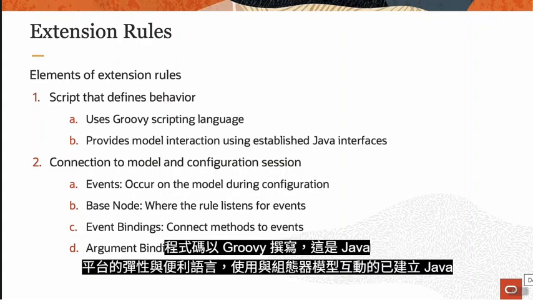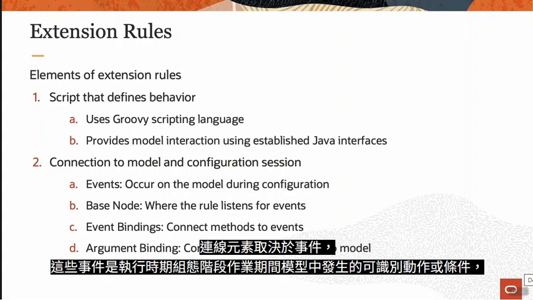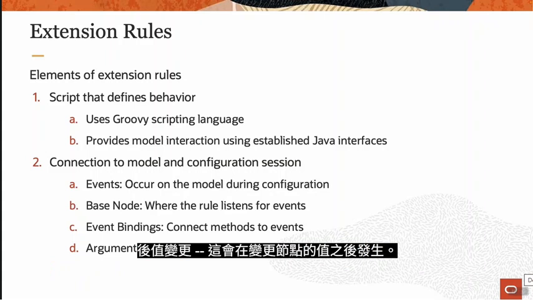Here are a few examples of events. Post-value change. This occurs after the value of a node is changed. Or post-configuration initiation, initializing a configuration session. Or post-configuration save, which occurs after a configuration is saved, and pre-autocomplete, which happens before the autocompletion process runs.